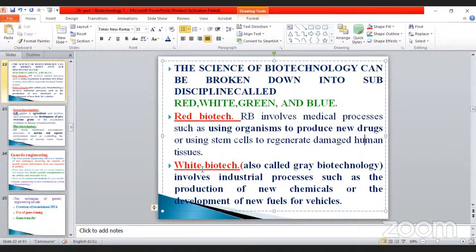So what types have we already discussed? Red biotechnology and white biotechnology. Red is mostly used for organisms to produce new drugs, and white biotechnology is mostly used for fuels and chemical substances. It involves industrial processes such as the production of new chemicals or the development of new fuels for vehicles. This is considered white biotechnology.